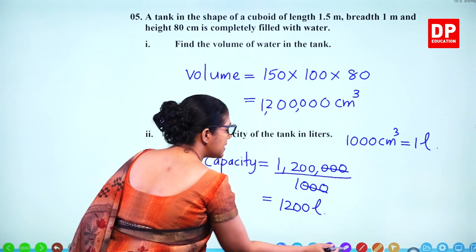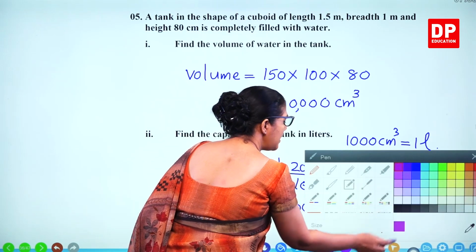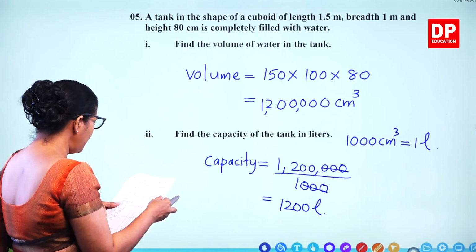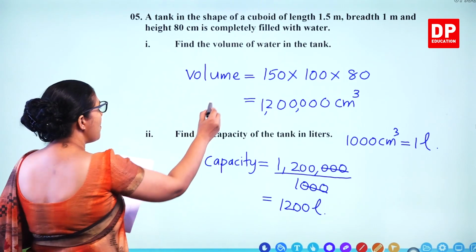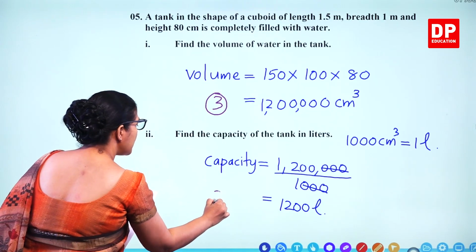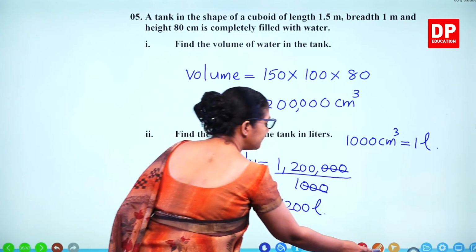1200 liters is the capacity of the tank. So how many marks for the fifth one? 3 marks for finding the volume and 2 marks for finding the capacity.